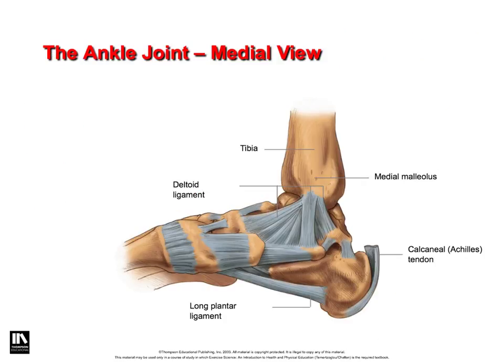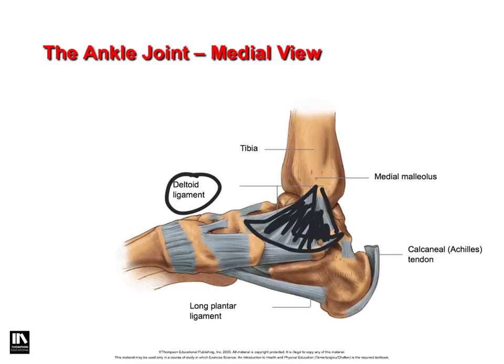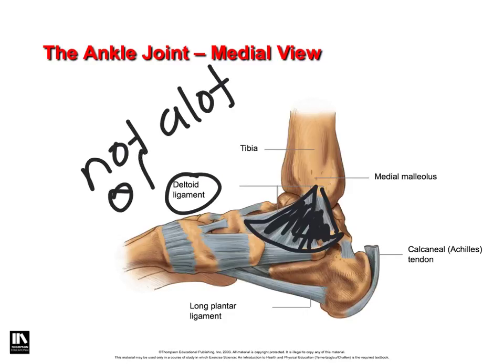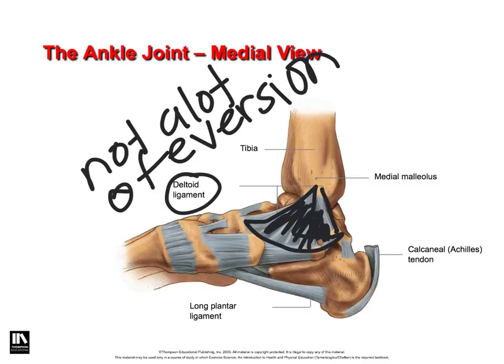Now we're going to take a look at the ankle joint. Remember I told you earlier about this deltoid ligament. This deltoid ligament is so strong, and that's the main reason why we don't have many eversion sprains. So you don't too often go over on this side of your ankle because that deltoid ligament is so strong.